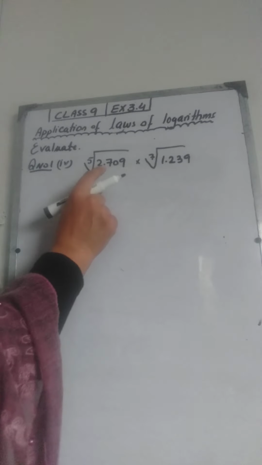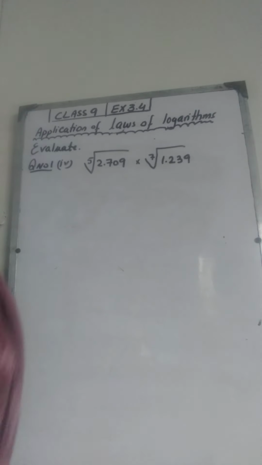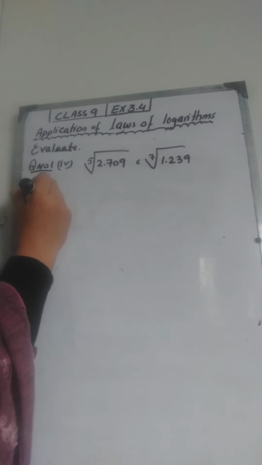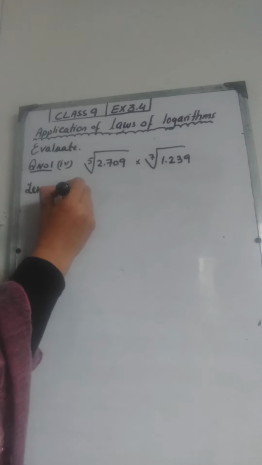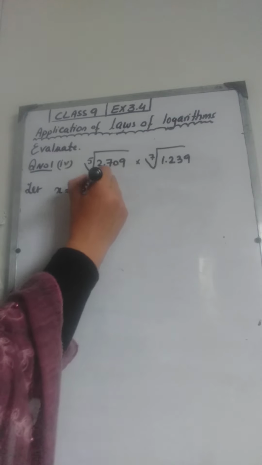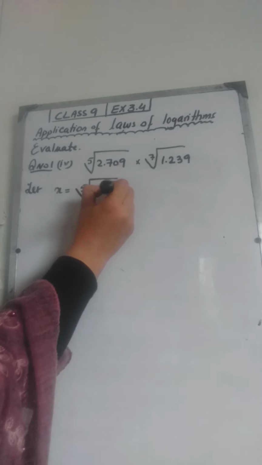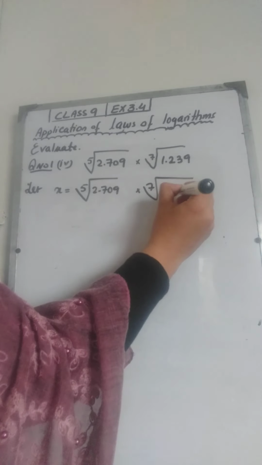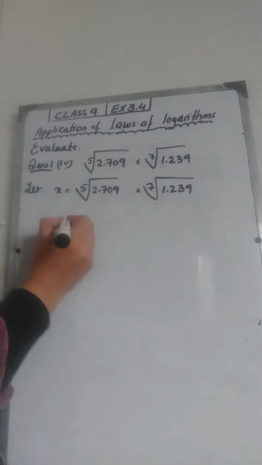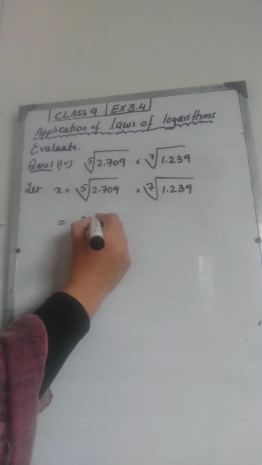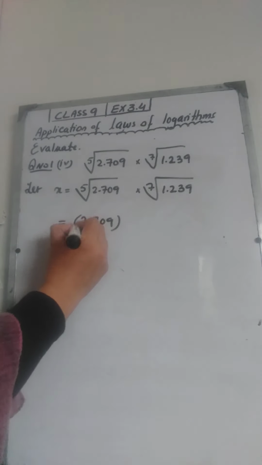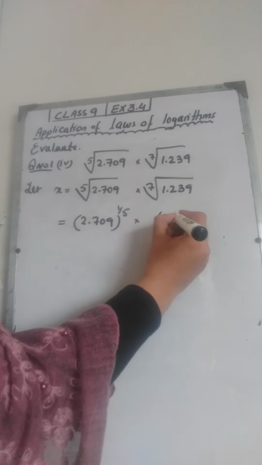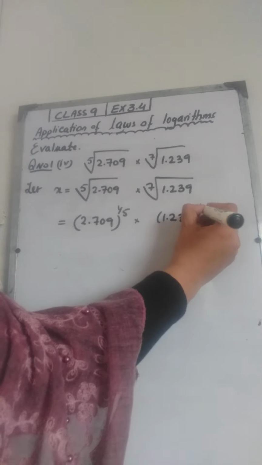So first I am going to change this into exponential form. This can be written as: let x be equal to this number into 7. Now changing this into exponential form, we get 2.709 raised to a power 1 by 5 and into 1.239 raised to a power 1 by 7.